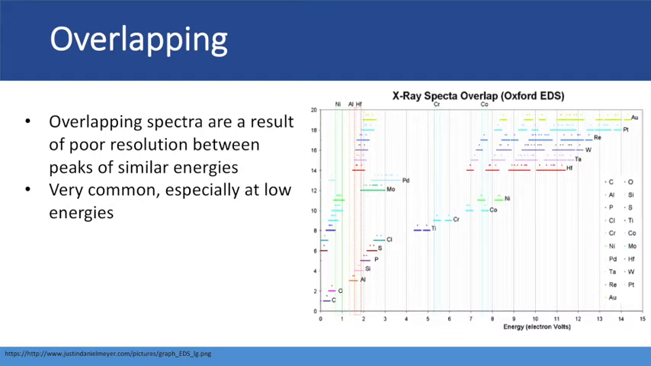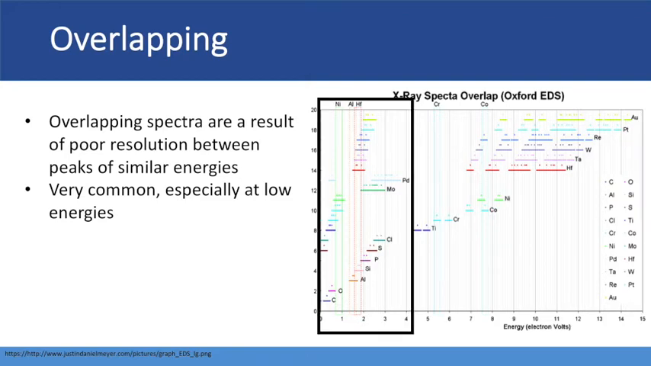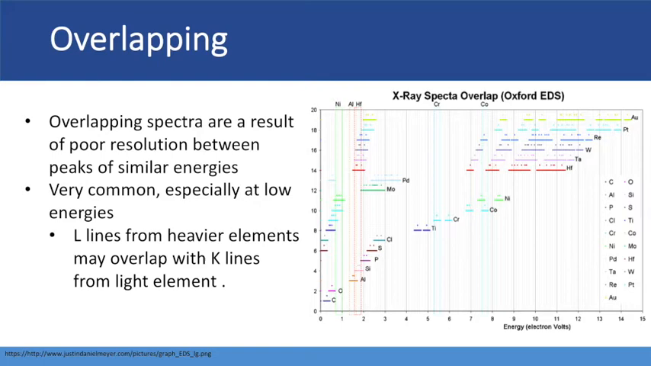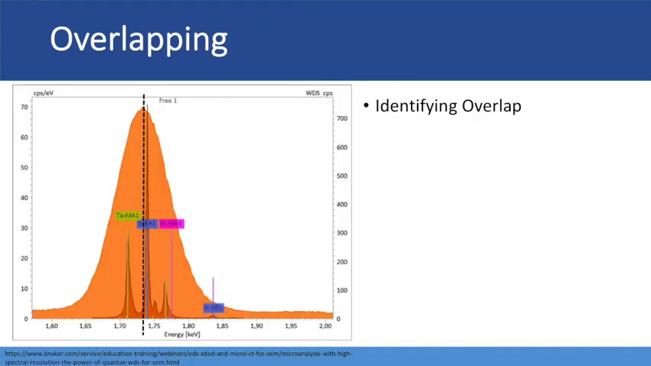One reason it's common at lower energies is because there are simply so many energies from common elements present in the lower ranges, as you can see in this figure. But really more than that, there's the possibility of overlap from heavy and light elements. Looking at this figure, you can see that the L energies from the heavier elements overlap with the K lines from the lighter elements. So how do you know if you have overlapping peaks?